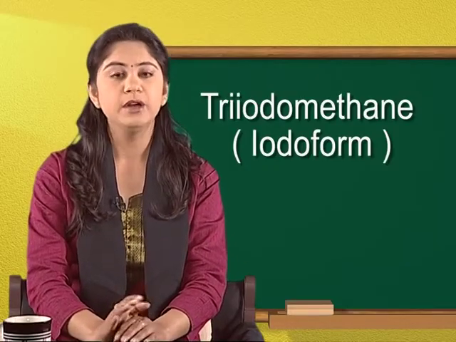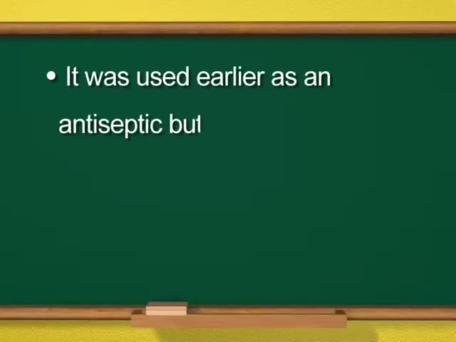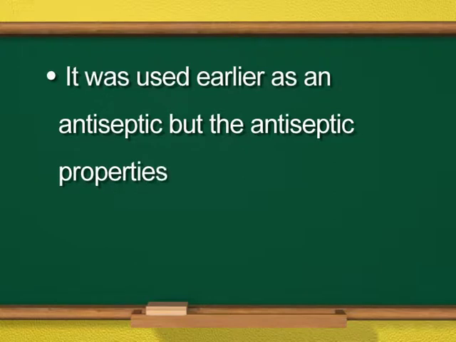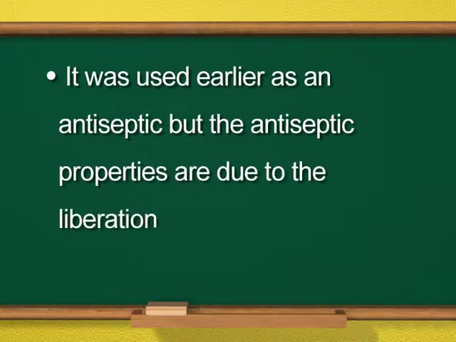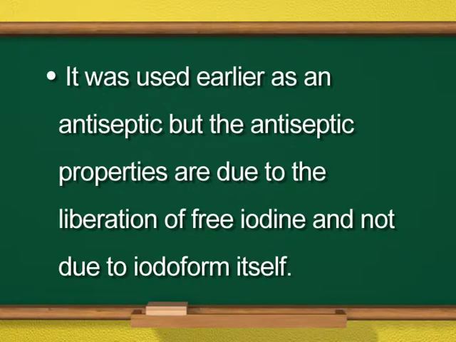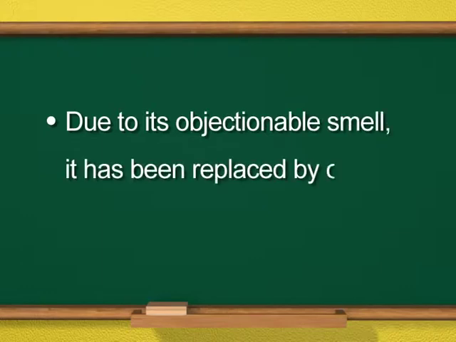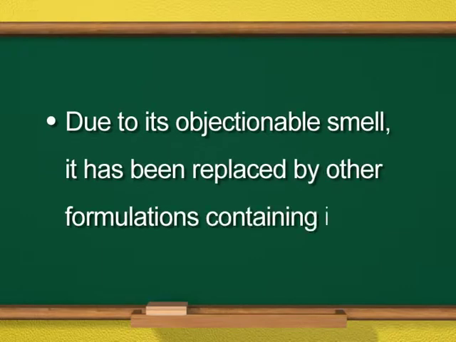Triiodomethane or iodoform was used earlier as an antiseptic, but the antiseptic properties are due to the liberation of free iodine and not due to iodoform itself. Due to its objectionable smell, it has been replaced by other formulations containing iodine.